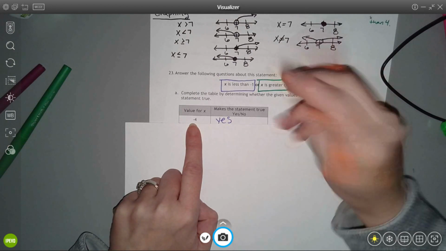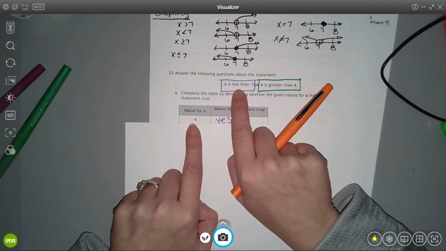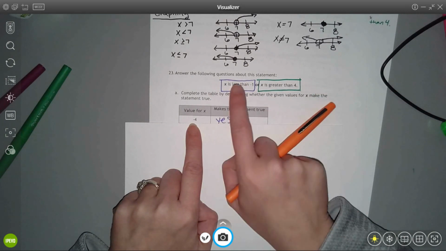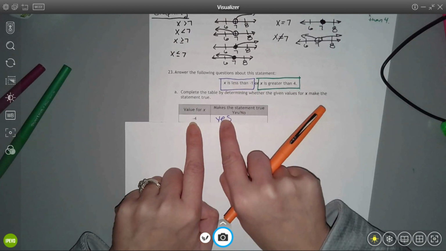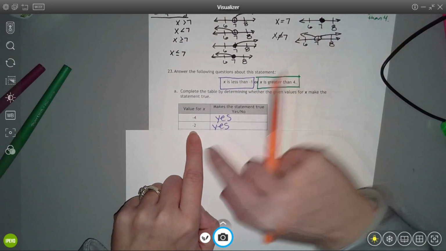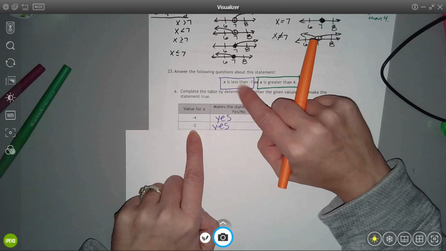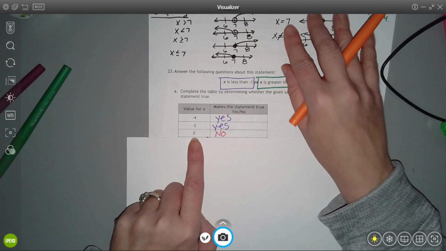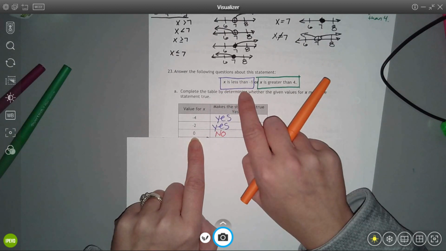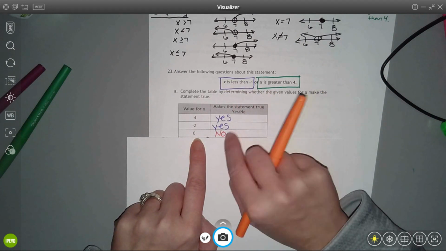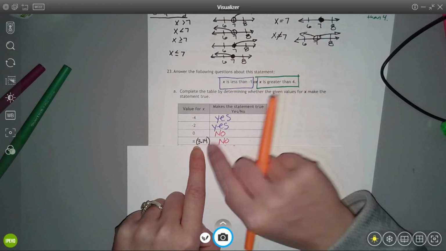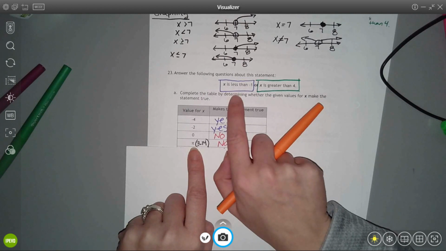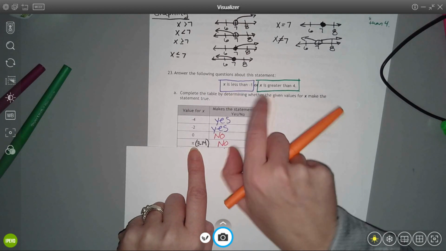Okay, well, my two rules: X is less than -1 or X is greater than 4. -4 is less than -1, so yes, it's true. -2 is less than -1, so yes, it's true. 0, well, 0 is bigger than -1, but 0 is smaller than 4, so no, that's not true. Pi, guys, that's 3.14. No, pi is bigger than -1, but smaller than 4.